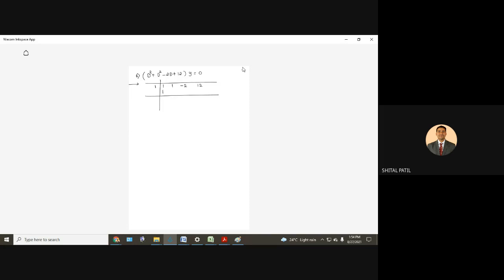Check whether 1 is the root. 1 as it is. 1 into 1 is 1. 1 plus 2, 3. 3 into 1 is 3. Minus 2 plus 3, 1. 1 into 1 is 1. 12 plus 1, 13. So 1 is not a root.